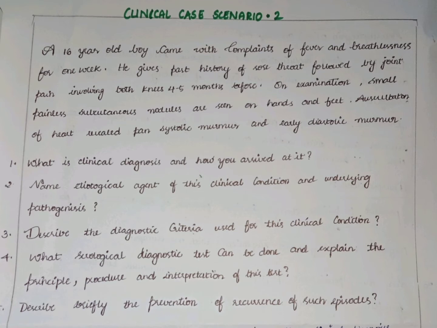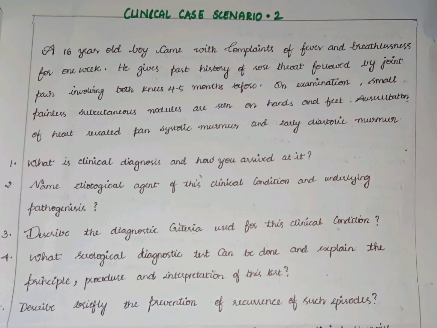A 16-year-old boy came with complaints of fever and breathlessness for 1 week. He gives past history of sore throat followed by joint pain involving both knees 4 to 5 months before. On examination, small painless subcutaneous nodules were seen on hands and feet. Auscultation of the heart revealed pansystolic murmur and early diastolic murmur.